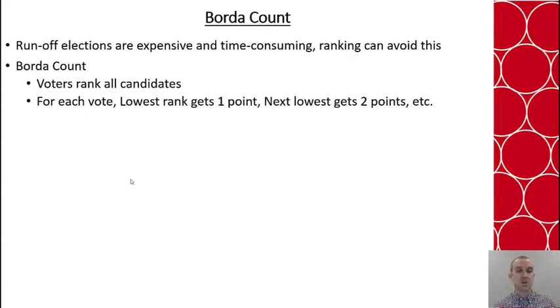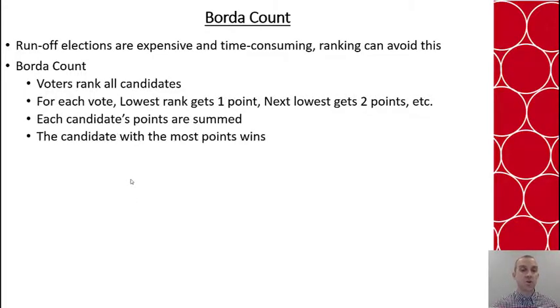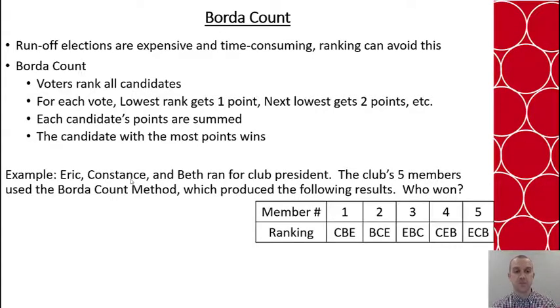In the ranking, the lowest rank gets 1 point, and then the points go up 1 point at a time. So if there's 5 candidates, first place would get 5 points. And last place would get 1 point. So you take that for each voter, and you sum up all those ranking points. And then whoever got the most points wins the competition or the election. So let's say that we have Eric, Constance, and Beth this time running for club president. But it only has 5 members to keep this fairly easy to understand. And we want to know, using the Borda count method, who wins.